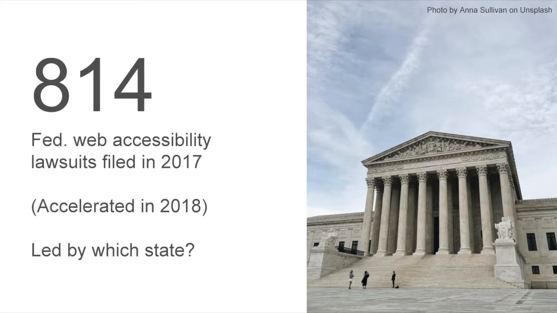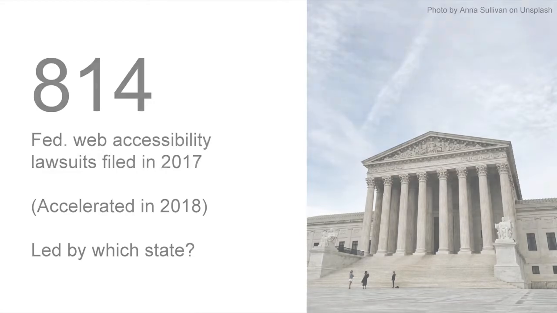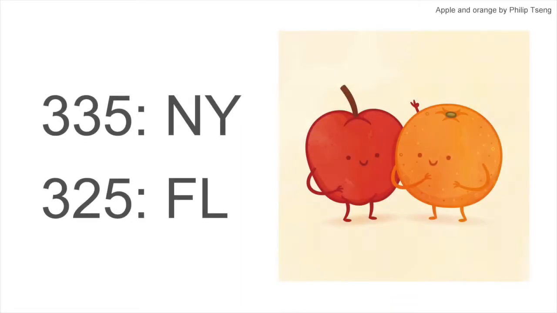Montana. Wrong. Who said New York? All right. You get an apple. And Florida is a close second at 325. So these are the states leading the charge. So if you're doing business in the United States, beware. That's a hard-headed reason to care about accessibility in digital design, right?